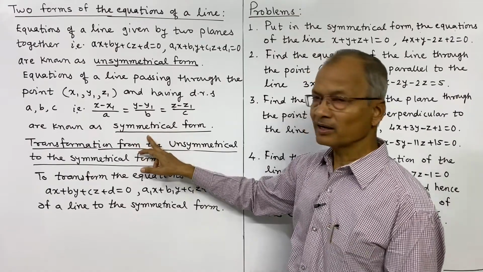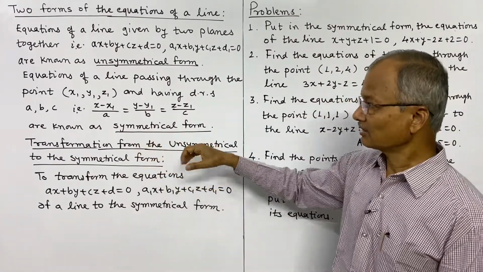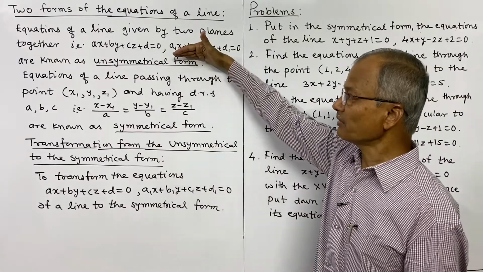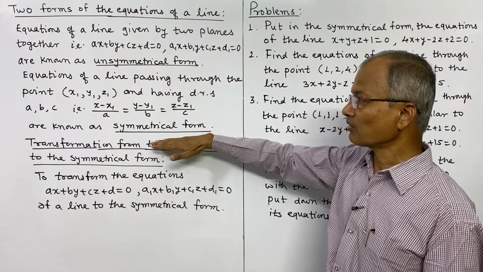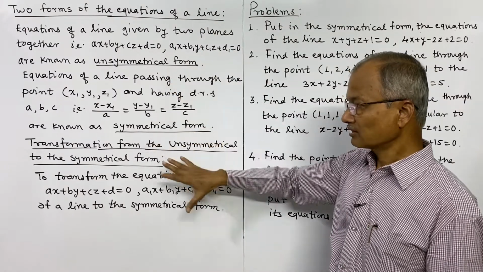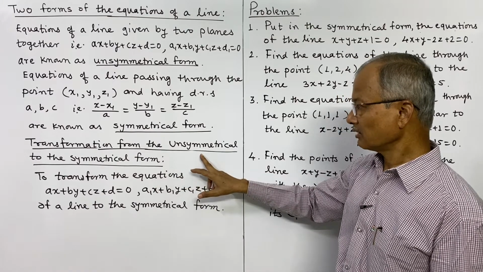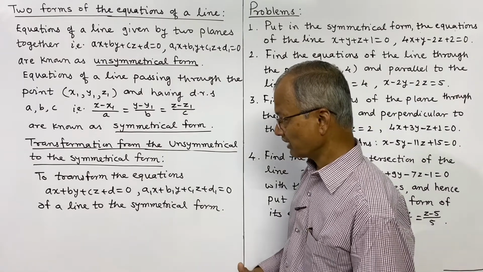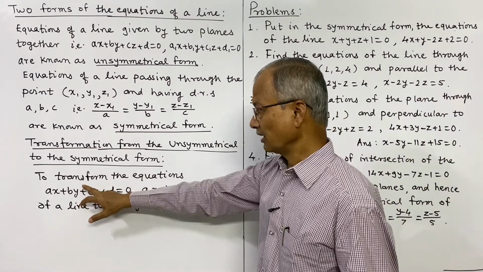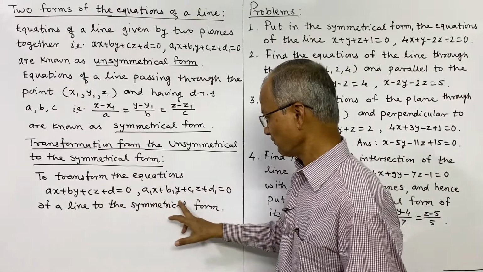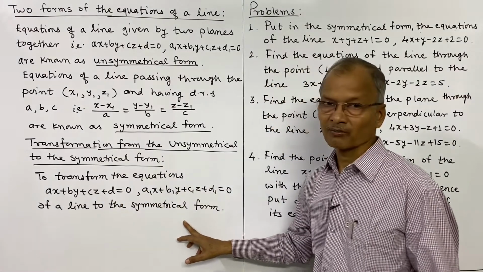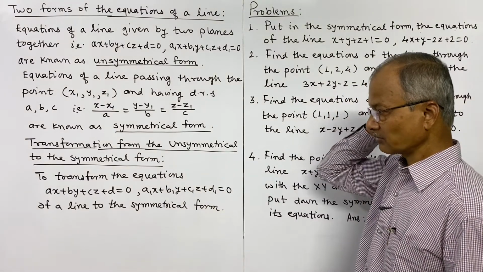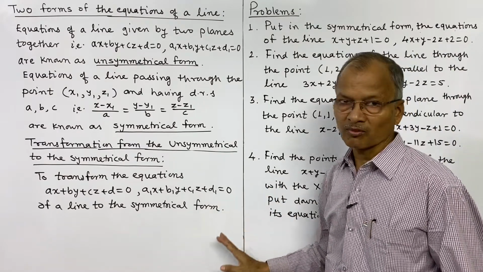This symmetrical form is important because it gives the equation of line passing through a point and having the DRs a, b, c. So if the unsymmetrical form is given, and you want to transform it to the symmetrical form, that is the transformation from the unsymmetrical form to the symmetrical form. We shall first obtain this transformation, how to do it, and then we will solve the problems on it.